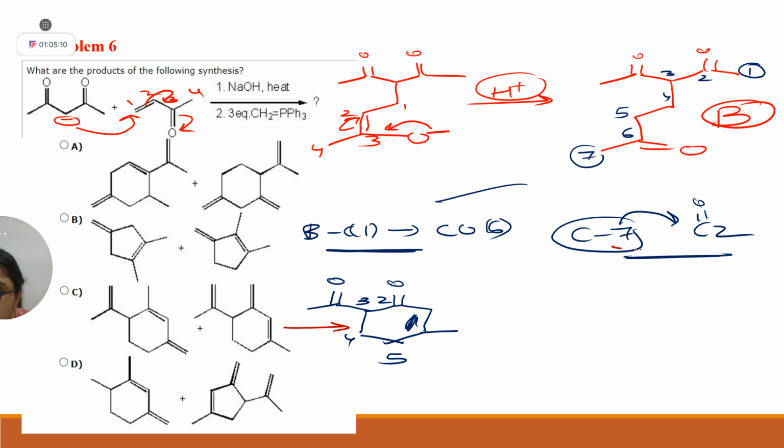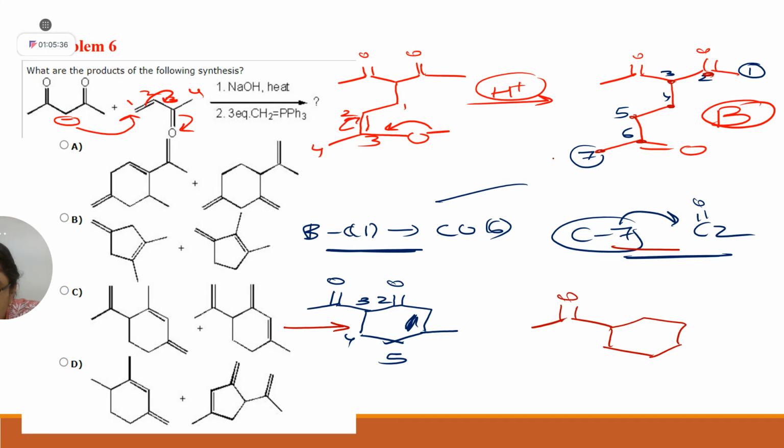Now you have to do this. If you are abstracting a proton, students, from this carbon, how many-member ring will form? 1, 2, 3, 4, 5, 6. Again a 6-member ring will form. This time I have drawn it nicely, students. I hope you have understood.